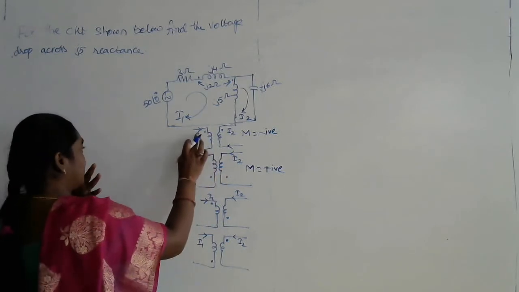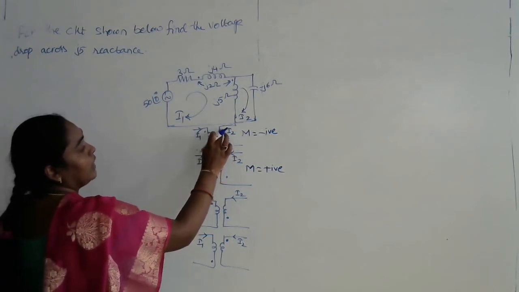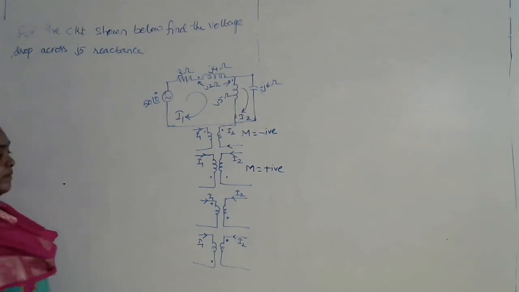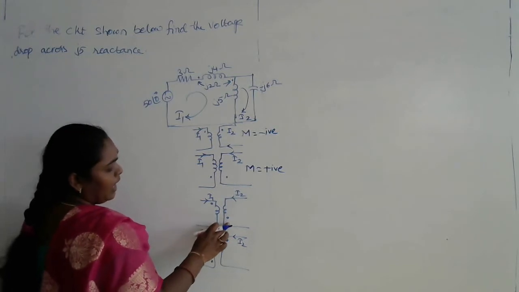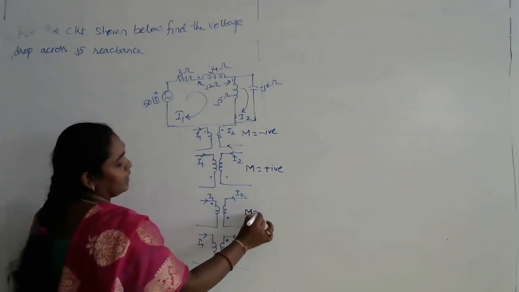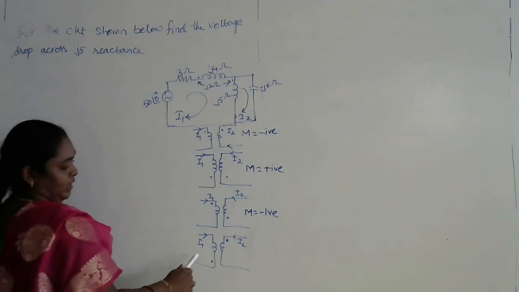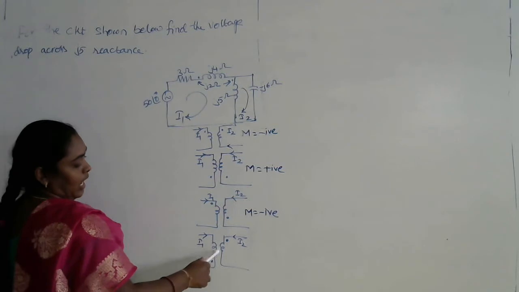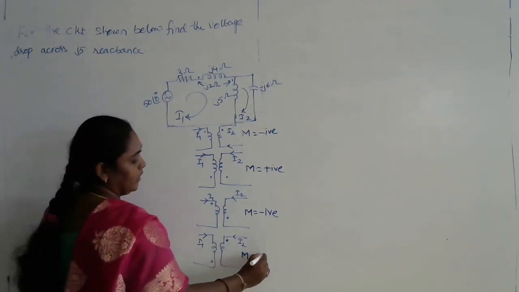So here in the first one, I1 current is flowing from dot to coil, second is coil to dot, so the mutual inductance is negative because of opposite current. Now here I1 current is flowing from dot to coil, I2 current is flowing from coil to dot. Both are in the opposite direction, so the mutual inductance value should be negative. Similarly, in the fourth case, I1 current is flowing from coil to dot, I2 current is flowing from dot to coil, so the mutual inductance value is negative.